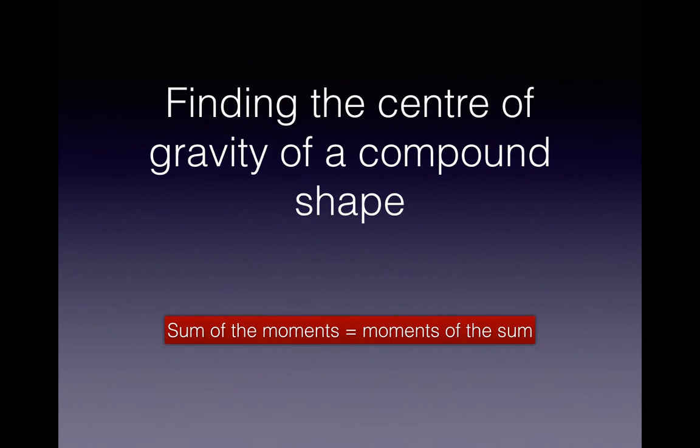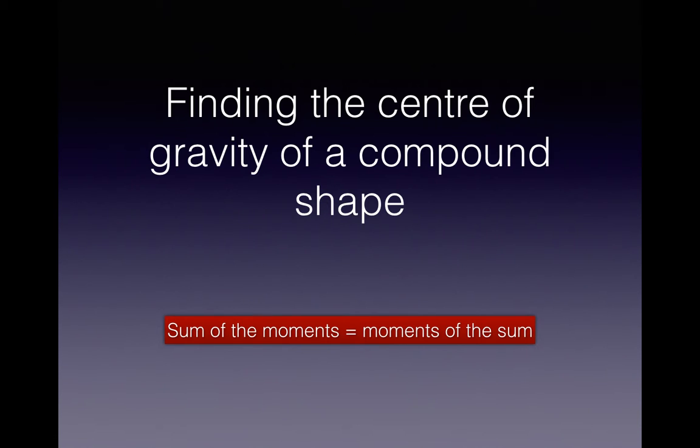Now, to find the centre of gravity of a compound shape. What we use is that if the object is rotating, then the moments of each individual part added up, which we call the sum of the moments, equals the moments of the total shape. So, in other words, the rotational effect of each of the individual shapes when they're added together will equal the rotational effect of the entire shape.